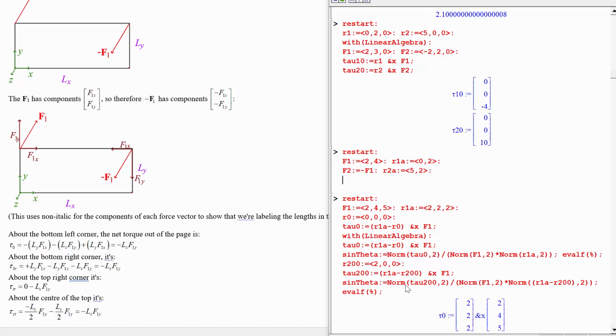All right. Now what we're going to do is find the net torque that these two forces acting together create about a bunch of different points. So let's say R the test point, right? This is where we're going to find the torque. So let's start off with the origin.